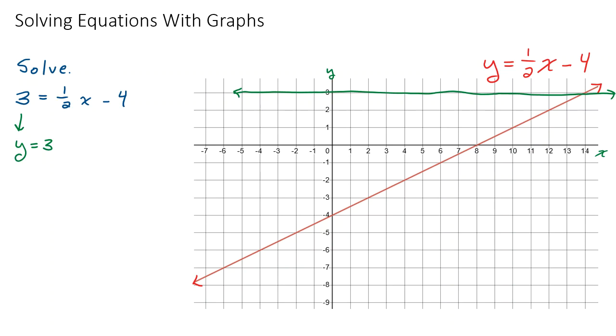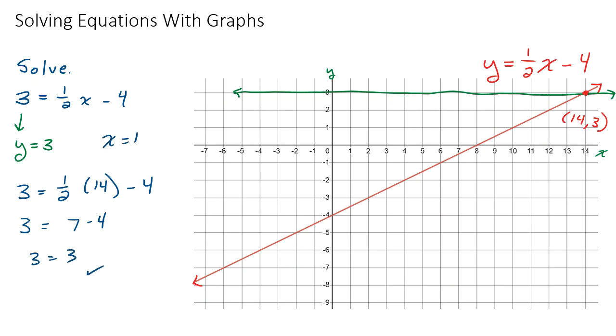All right, so in this case, the y value is 3, so I drew a horizontal line through 3. And now I want to see where this horizontal line intersects with the red line, and notice the coordinates of this point. So the point over 14 up 3 is a solution to this equation, which means that when x is 14, y should be 3. Let's check it out. Half of 14 is 7. Take away 4 is 3. That works. So the solution to this equation is 14.